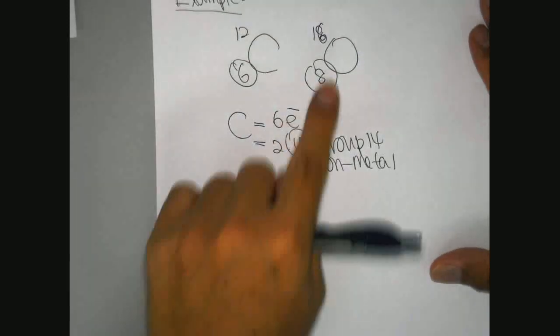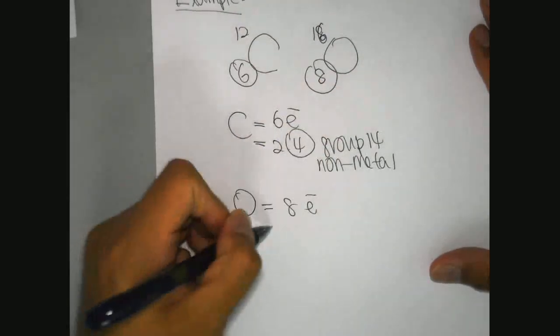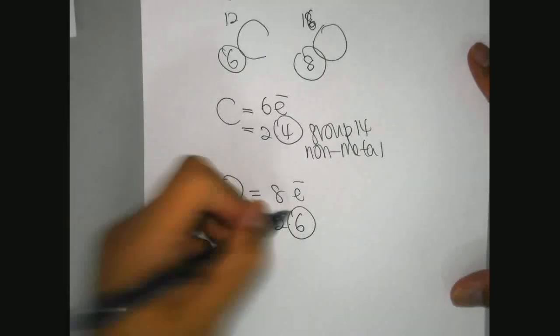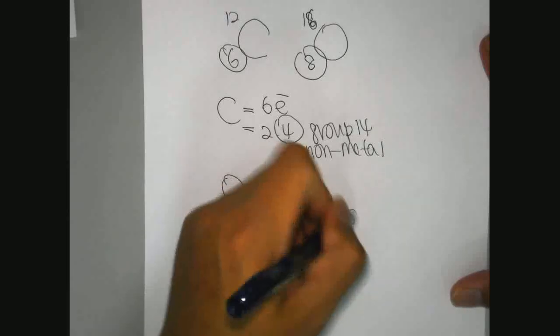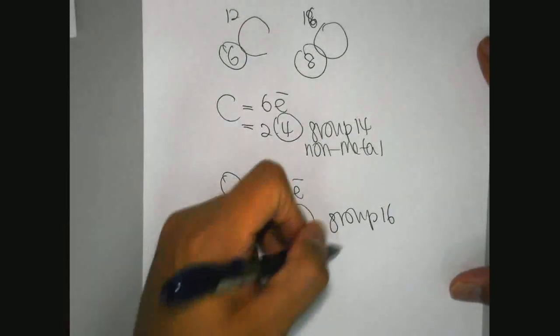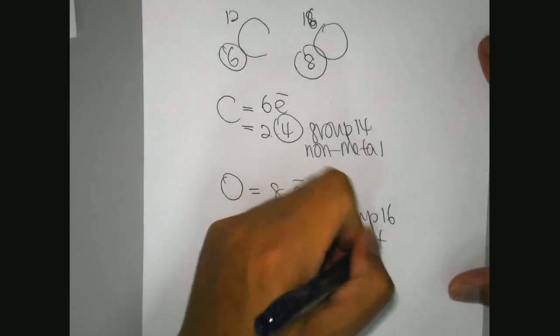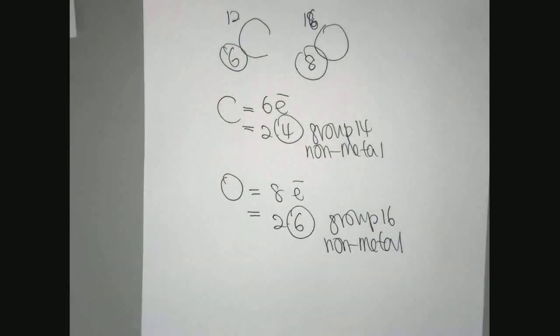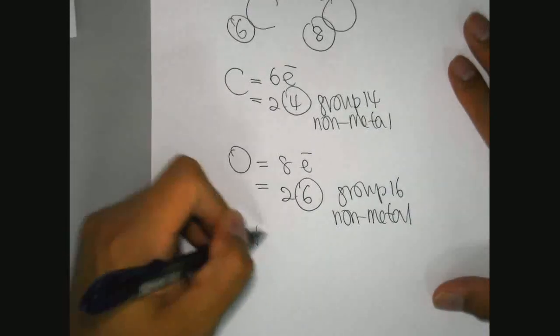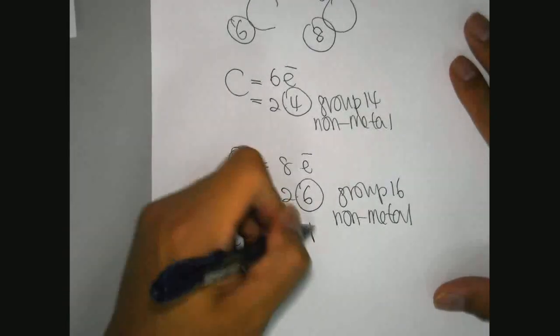Oxygen has 8 electrons. Oxygen has a 2.6 electron arrangement. Oxygen has 6 valence electrons, therefore it is put under group 16. So when we have group 16, it is also a non-metal. So when we have a non-metal and a non-metal, you know they will form a covalent bond.